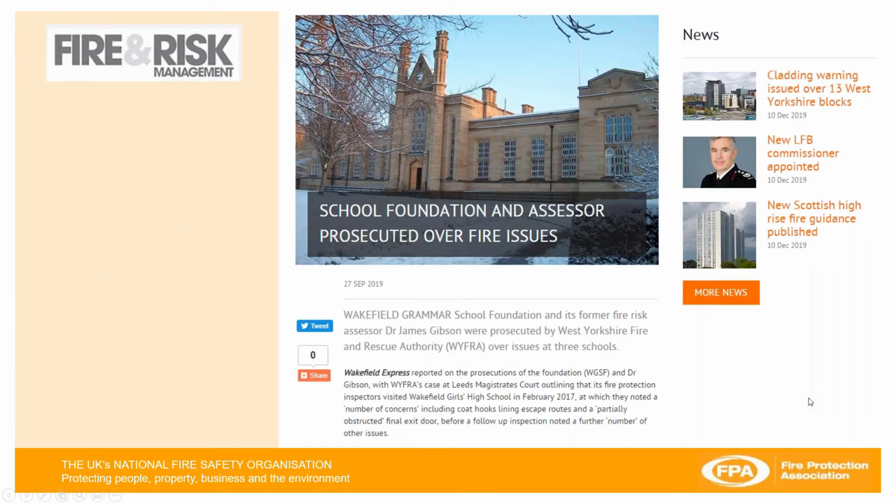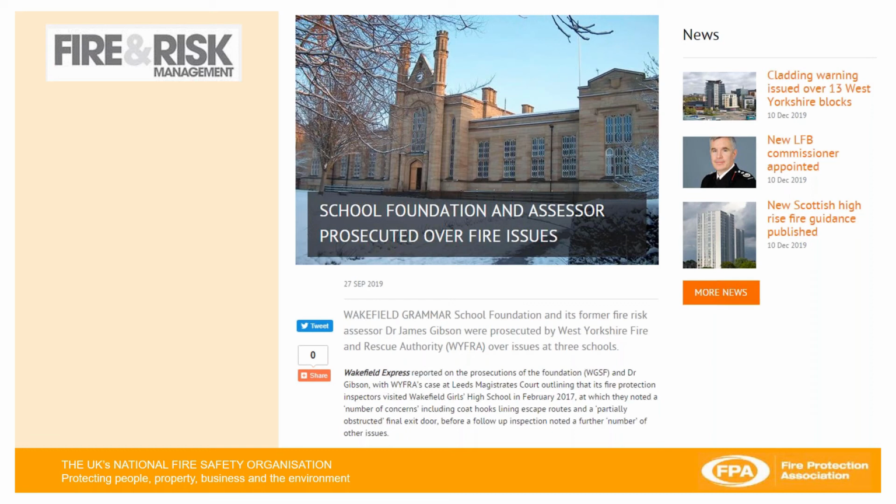But what we also have to recognise, in terms of what we've just been looking at from a roles and responsibilities perspective, is that as an assessor, we can be prosecuted if we don't get things right. This is just an example, a recent piece in the FPA's journal Fire and Risk Management about Wakefield Grammar School, where their former fire risk assessor, Dr. Gibson, was prosecuted on the basis that they hadn't produced a suitable and sufficient fire risk assessment, and they found a number of problems around the school that really shouldn't have been there.